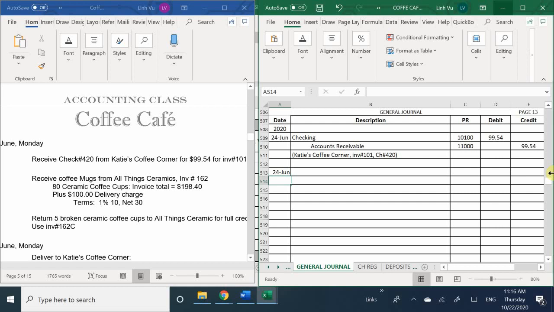What kind of inventory tracking method do we use for the ceramic coffee mugs? We're doing periodic, so therefore, what's our journal going to look like?